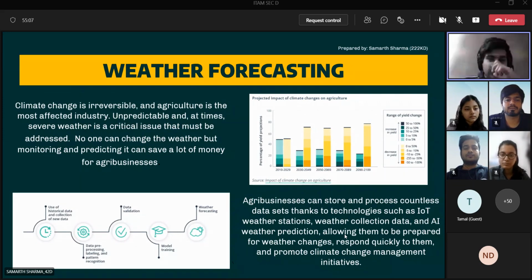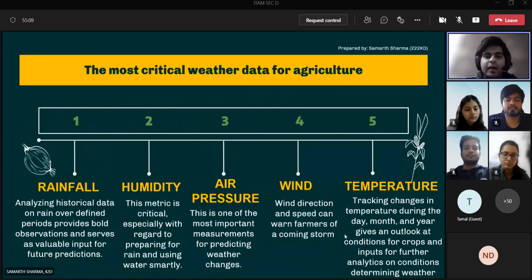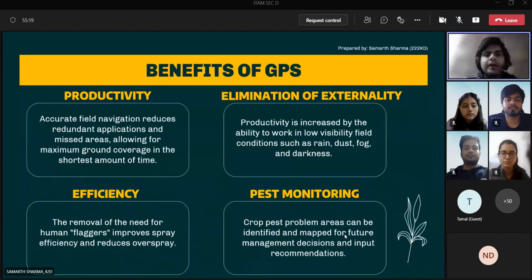There are five things that we mainly monitor in agriculture weather forecasting, namely rainfall, humidity, air pressure, wind, and temperature. So the next feature that comes for IT in agriculture is the GPS, that is the Global Positioning System. We've seen in other sectors as well that GPS is thriving. It's becoming an indispensable part of our lives and other industries as well.